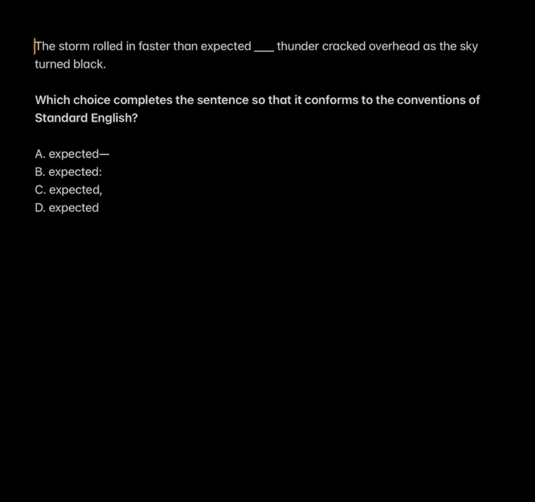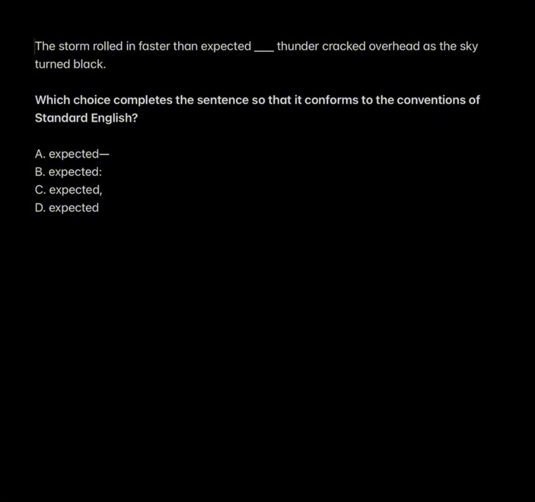So again, one of the best tips for these types of questions is to eliminate incorrect answer choices so that way we can ultimately navigate to the correct answer. So if we look at answer choices that are incorrect, we can see, for example, answer choice B, expected with a colon. This is going to be incorrect because, again, a colon helps to introduce a list or some sort of further explanation or summary. Again, when we say thunder cracked overhead as the sky turned black, we don't have that here. It's not explaining why the storm rolled in fast. So this would make this one incorrect.